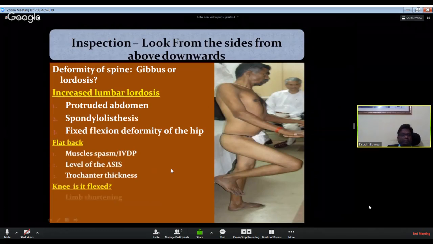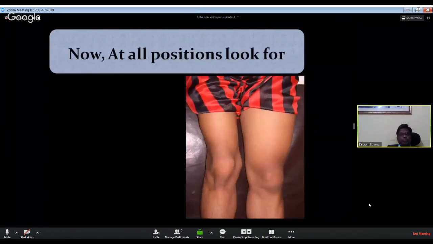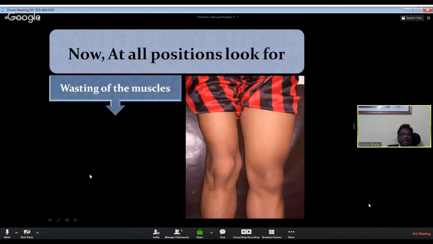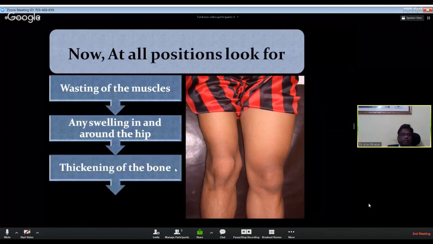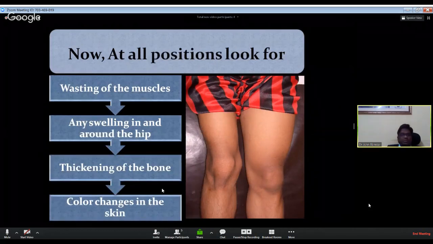Is the knee flexed? Then it should be put in equinus. If the knee is flexed, you have to look whether there is shortening and equinus of the foot. So this is what we should see from the sides. At all positions, look for the following: wasting of the muscles all around. You have to look for any swelling in and around the hip joint, thickening of the bone, and color changes in the skin. This is what we should look for all around.